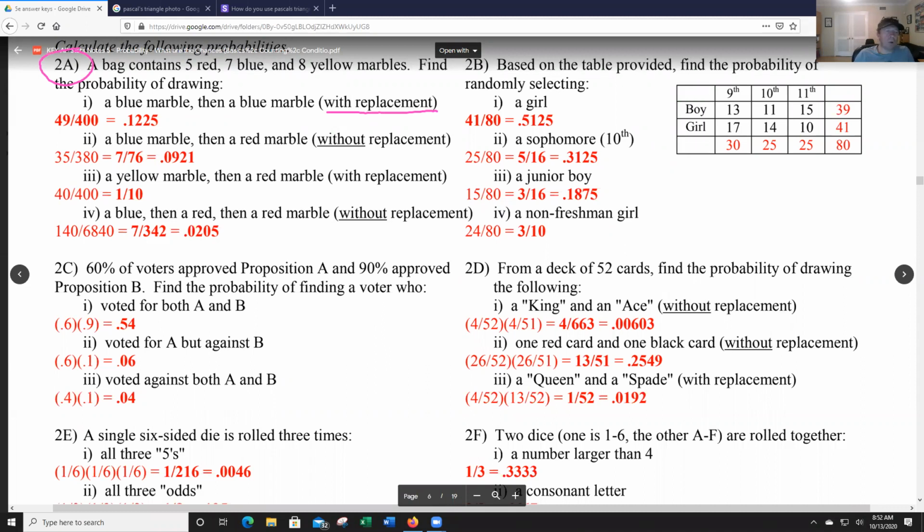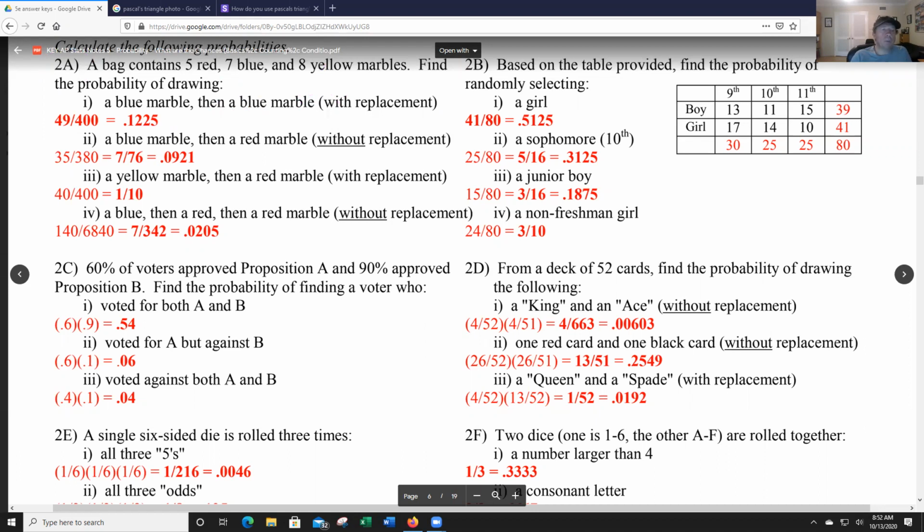Okay, so this ends up being 7/20ths times 7/20ths because you put it back. No problem. And you can see the math there for that answer. Okay. The next one, a blue marble, then a red marble.